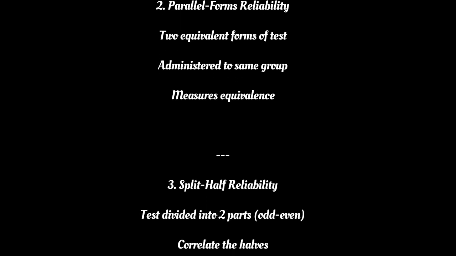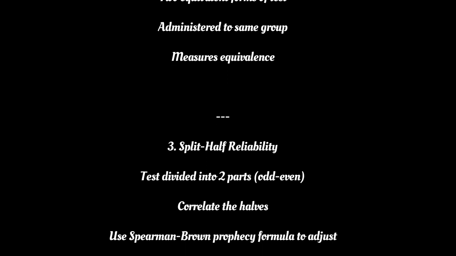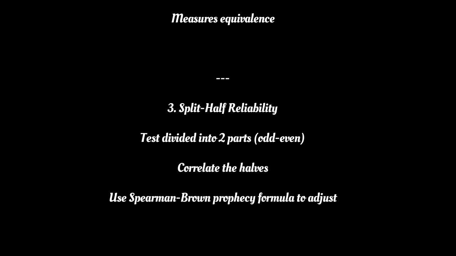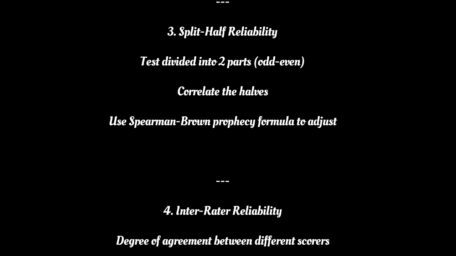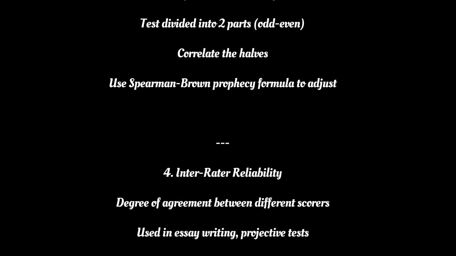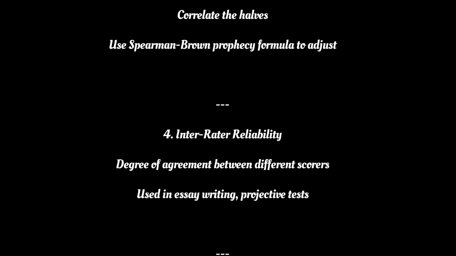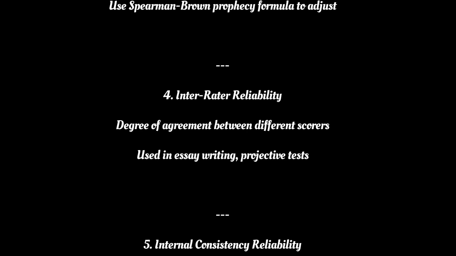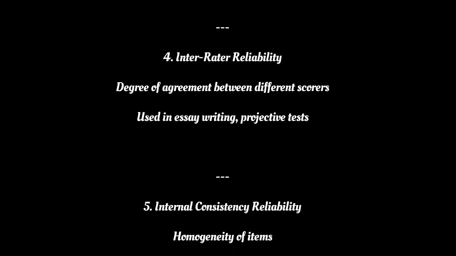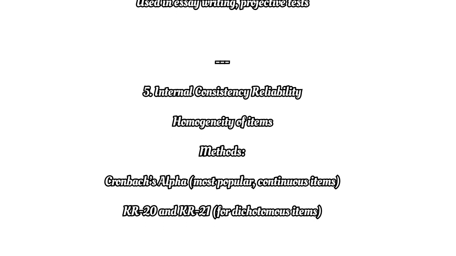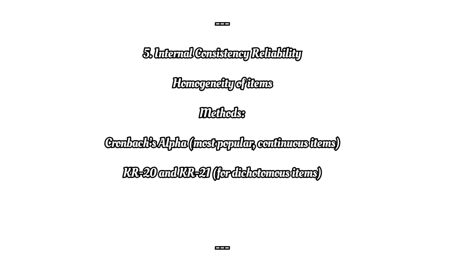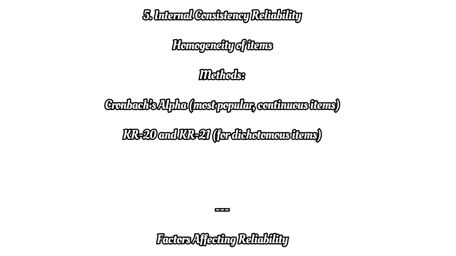Third is split-half reliability. The test is divided into two parts, like odd and even items. Correlate the halves. Use the Spearman-Brown prophecy formula to adjust. Fourth is inter-rater reliability: degree of agreement between different scorers. Used in essay rating and projective tests. Fifth is internal consistency reliability: homogeneity of items. Methods: Cronbach's alpha, most popular, for continuous items. KR-20 and KR-21 for dichotomous items.